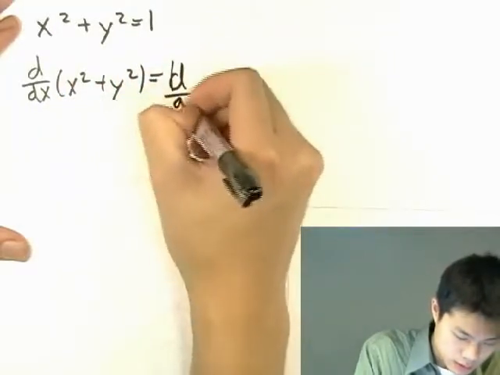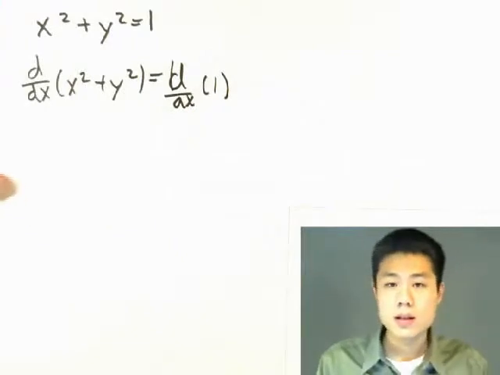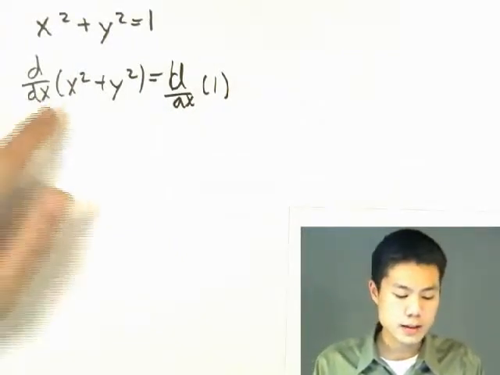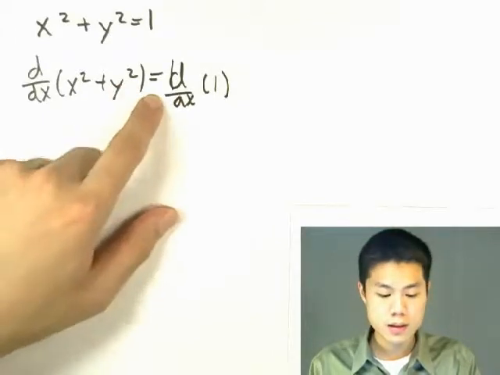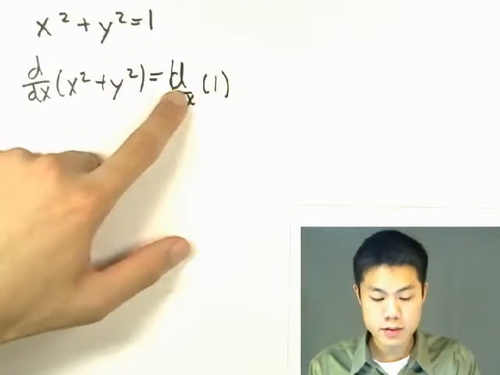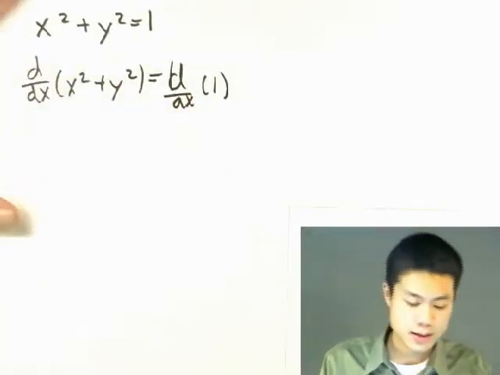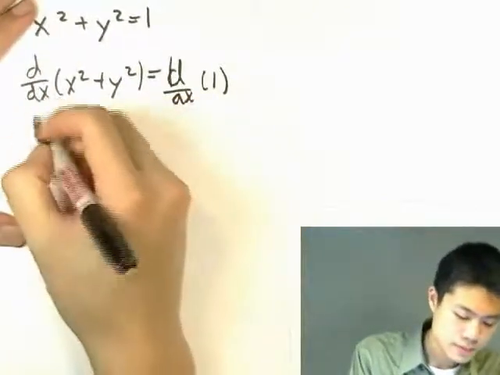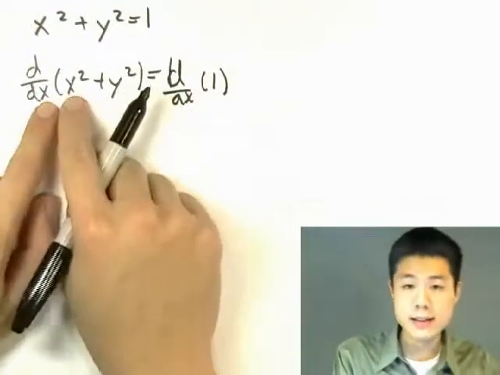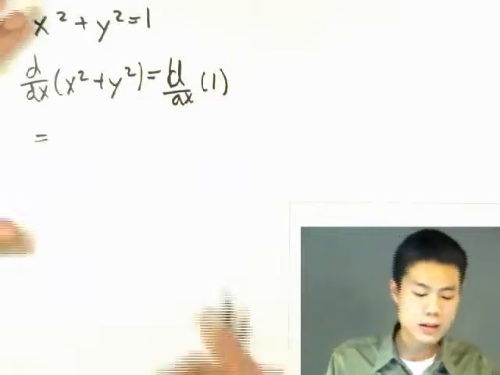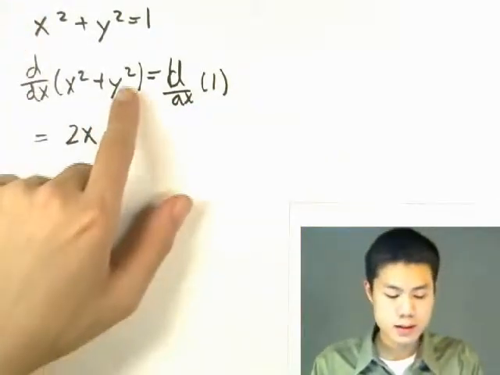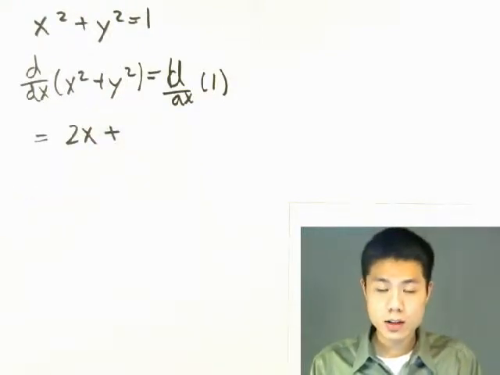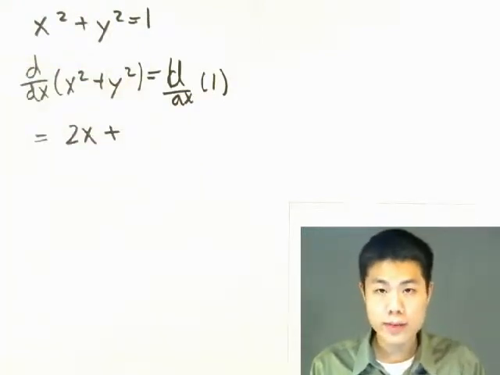So it's going to be dy over dx of x squared plus y squared is going to be equal to the derivative of 1 with respect to x. So let's do this side first. Well, we have x and x, so it's going to be perfectly normal: 2x. And then plus, okay, now we're taking the derivative of y squared with respect to x.